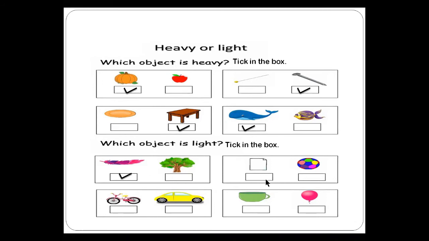The second one, we have a paper and a football. So which will be lighter? Paper will be lighter, so we will put the tick on the paper.